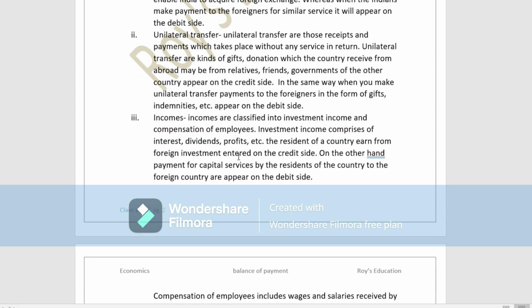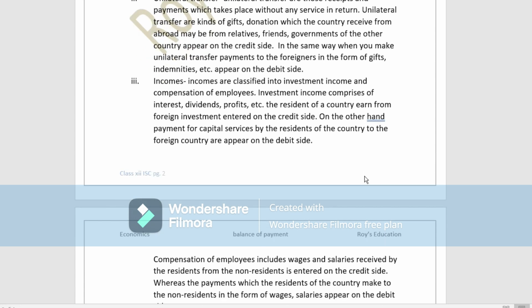Then income can be classified into two: investment income and compensation of employees. Investment income is interest, dividends, and profit. When the resident of a country earns from foreign investment, that will be entered on the credit side. That means when we are earning interest and dividends, it will appear on the credit side. On the other hand, when we are making payment on interest, dividends, and profits for capital received by the resident of the country, it will appear on the debit side.